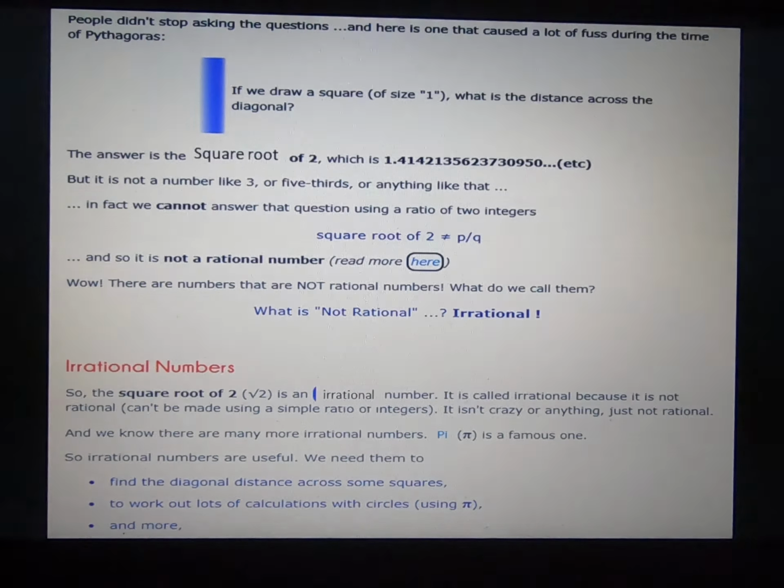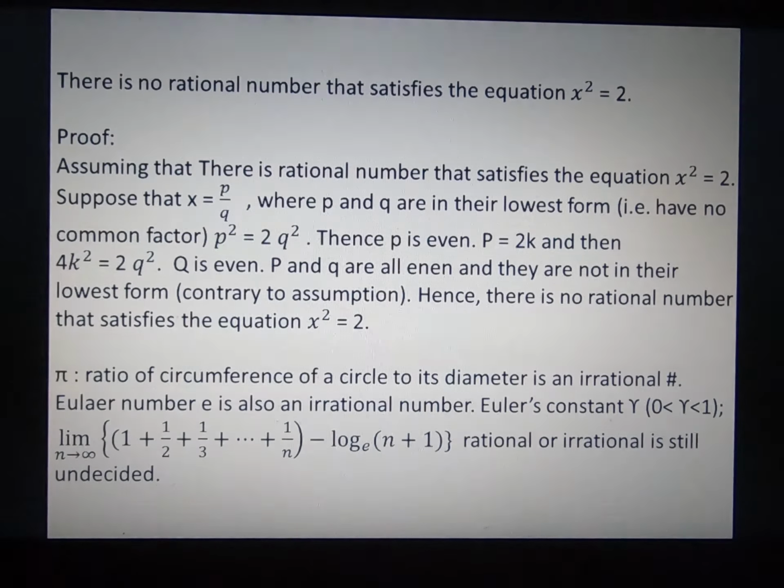An irrational number is, for example, the square root of 2. You cannot express it as P over Q, and we can prove here that the square root of 2 cannot be expressed as P over Q. Some irrational numbers are pi and e, and for some numbers, like Euler's constant, it is still undecided whether they are rational or irrational.